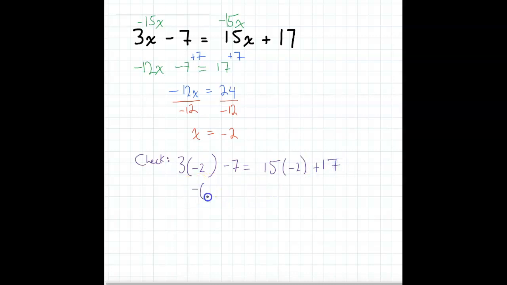So negative 6, right? Because 3 times negative 2, minus 7. Is that equal to 15 times negative 2? That's negative 30 plus 7. So this is going to be negative 13, right? And this is going to be, oh, this is 17, yeah. Okay, sorry, I didn't copy the question down right. Good thing I caught that, right? So negative 30 plus 17, that is equal to negative 13.